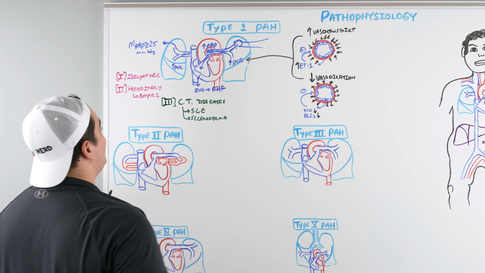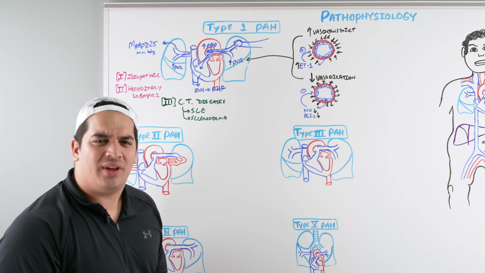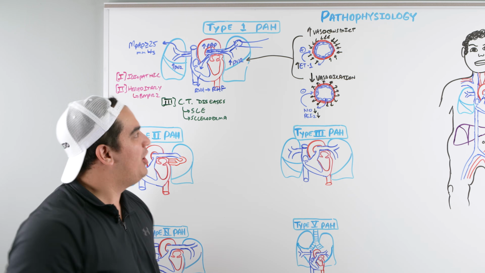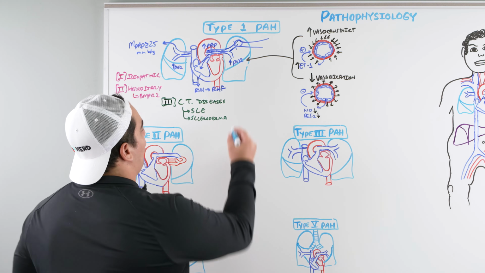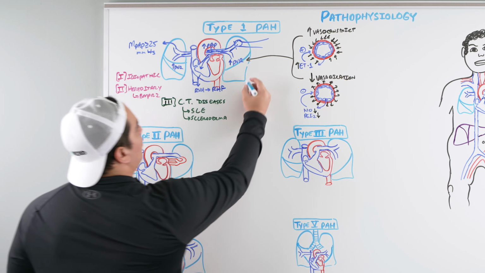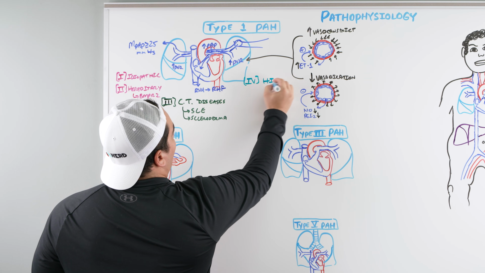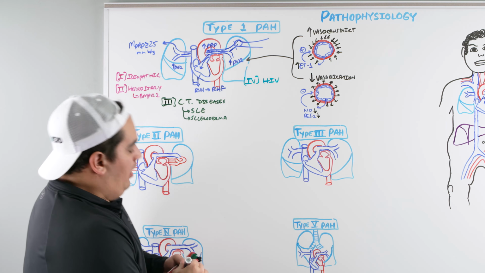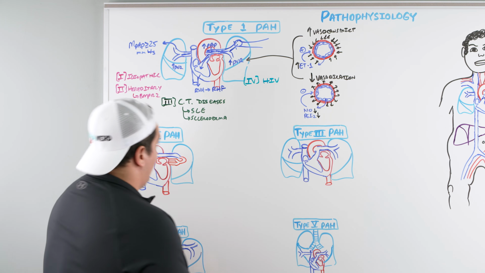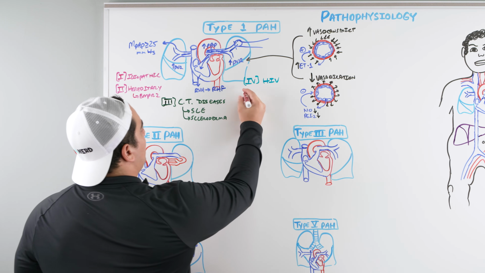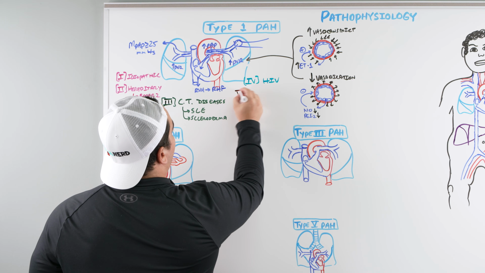The next thing is this one's really interesting. It could be due to HIV. We don't really know how this actually happens, but HIV may potentially cause this problem as well. So I also want you to remember that HIV is another potential etiology here. The next one that I also want you to understand here is going to be something called portopulmonary hypertension.